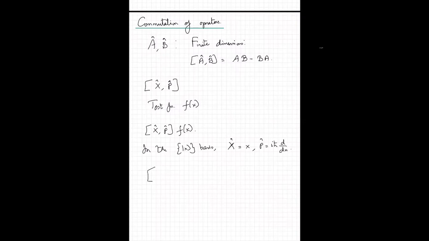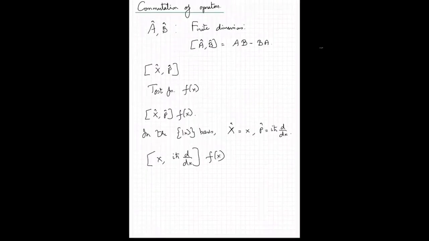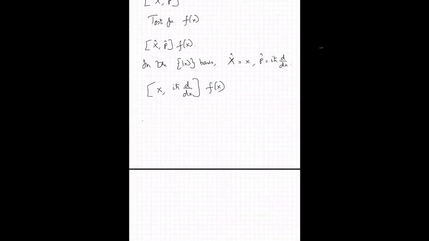Right? So the commutator of x and i h bar d/dx acting on f of x would be equal to the operator x times the operator i h bar d/dx acting on f of x, minus the operators taken in the reverse order: i h bar d/dx acting on x acting on f of x. Okay. Remember that the order is very important. In the first term, the d/dx acts only on the test function f of x. In the second term, the d/dx acts both on x and f of x.